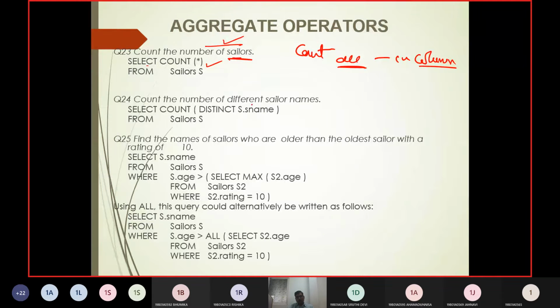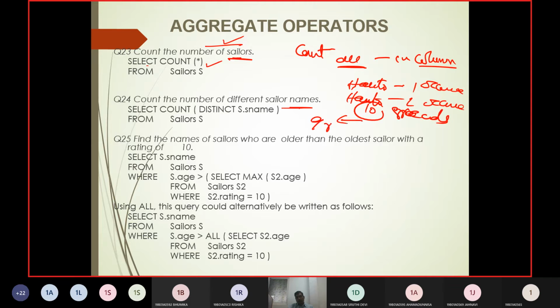Next one was find the number of different sailor names. Actually, we have Horatio, it is first occurrence, and Horatio is second occurrence. Altogether, we have 10 records. Now it will be 9 records. Why 9? Because only one Horatio should come. So that was the answer we are expecting for the count.